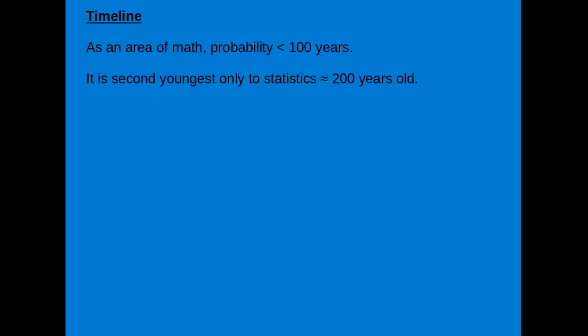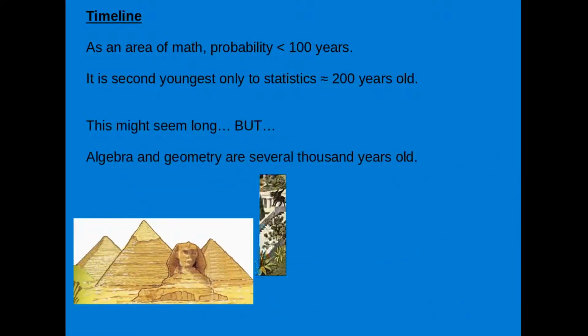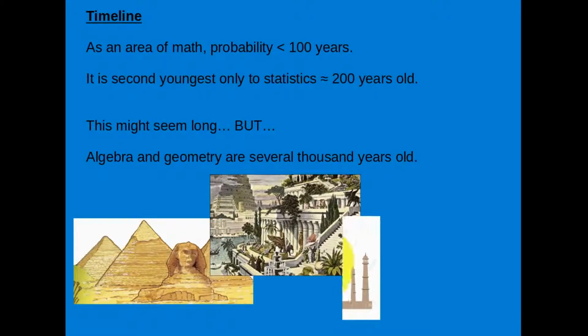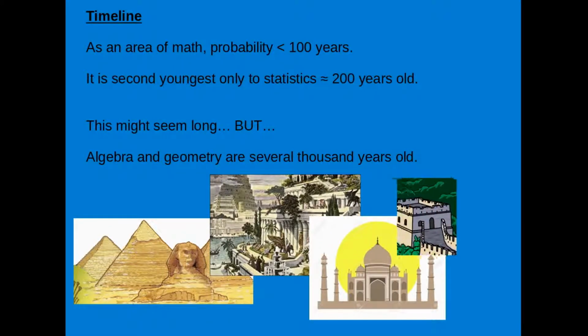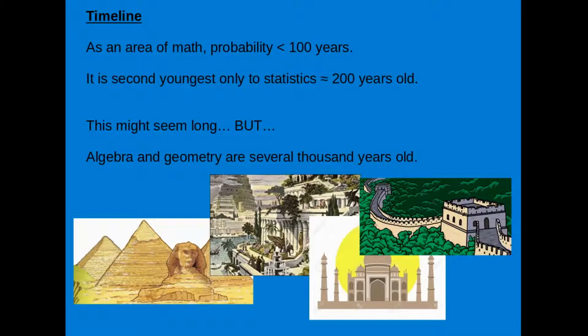So, in the history of math and the timeline, probability is less than 100 years old. It is second youngest only to statistics, which is about 200 years old. Now, this might seem like a long time, but algebra and geometry are several thousand years old and come from places, as we see in these pictures, which we know are very old.